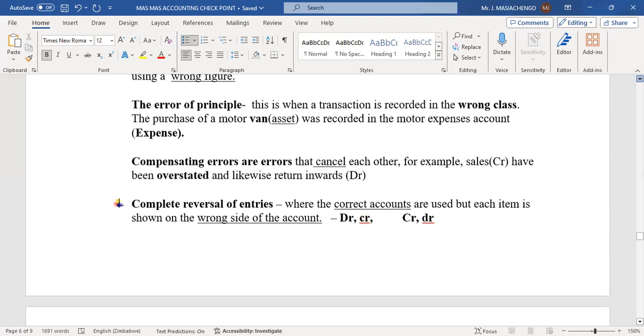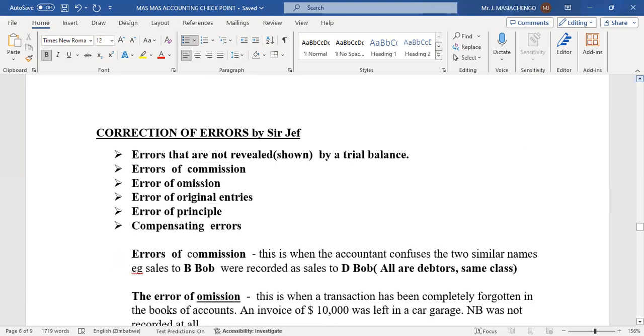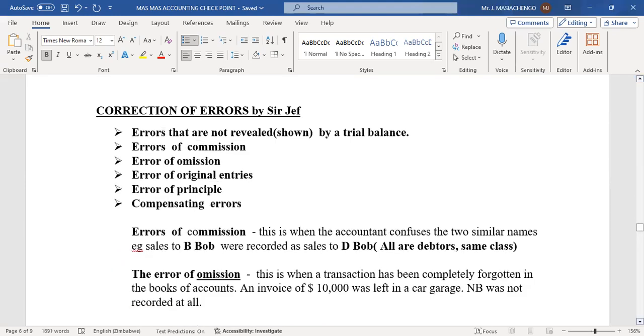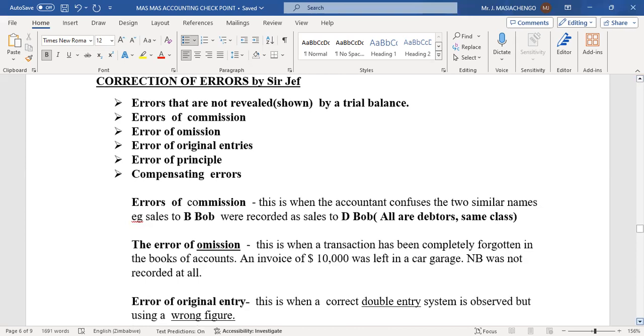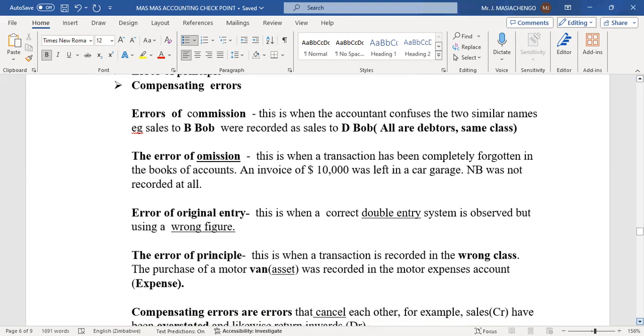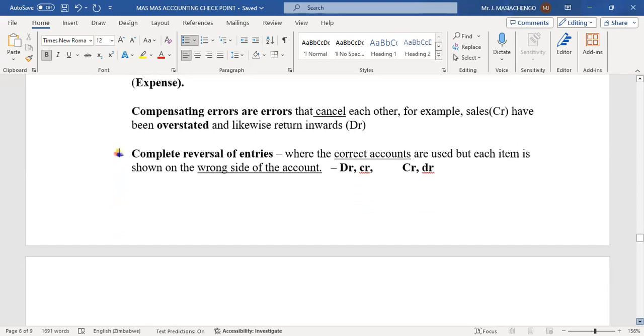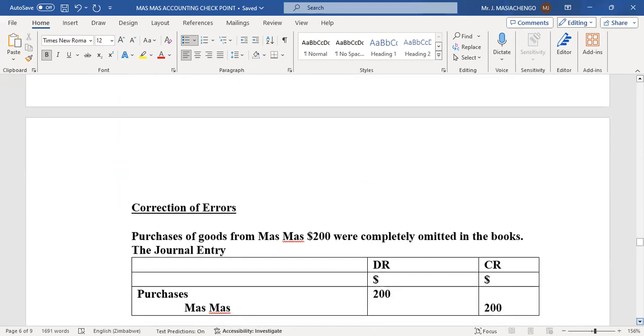Let me just do a summary of all this, and we see how far you've understood. We are covering errors that are not shown by the trial balance. And we've covered error of commission, error of omission, error of original entry, error of principle, compensating errors. And we said error of commission is where they confuse the names. Error of omission, these transactions have been forgotten. Please, can you revise? Then we move on to the next topic.